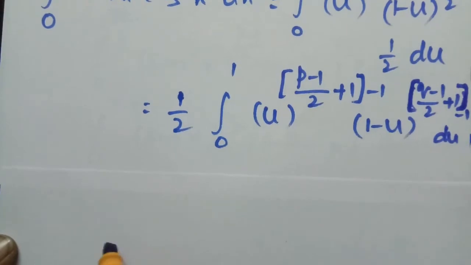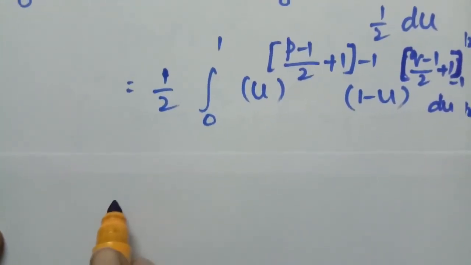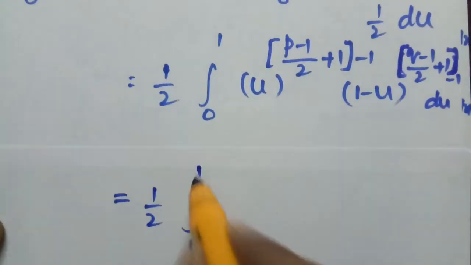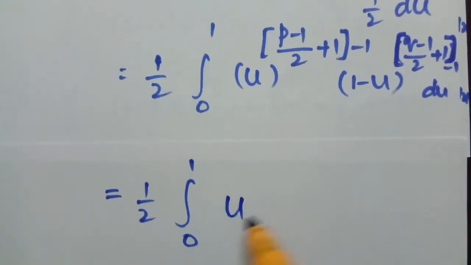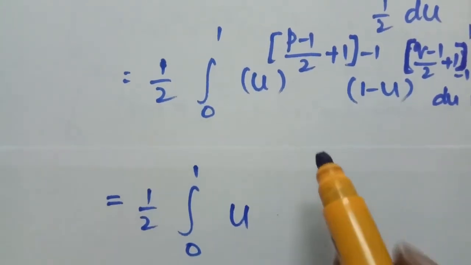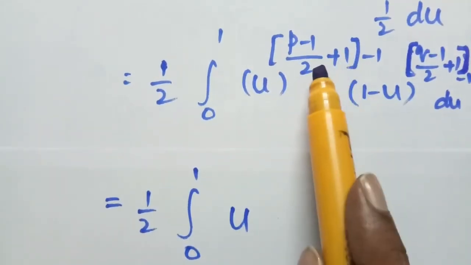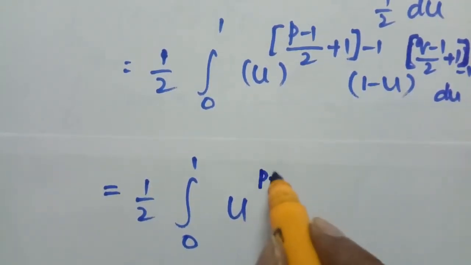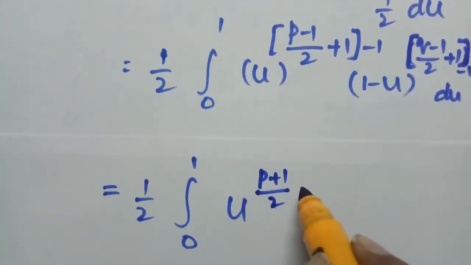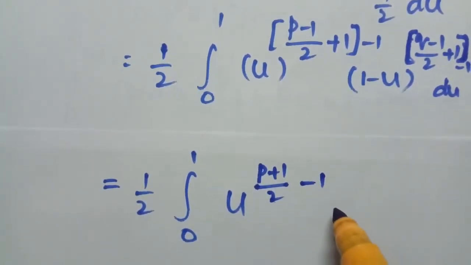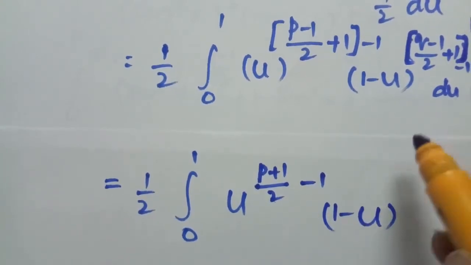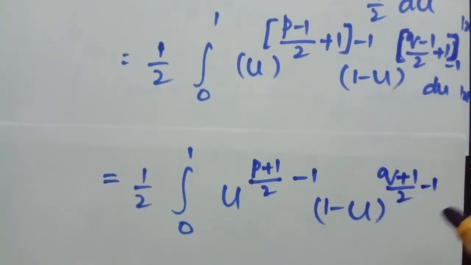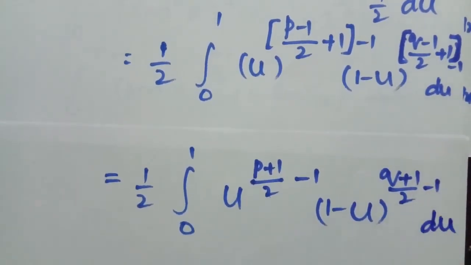That is equal to 1 by 2 times integral 0 to 1 u to the power of p minus 1 plus 2 by 2, that is, p plus 1 by 2 minus 1, and 1 minus u whole to the power of the same, instead of p we get q plus 1 by 2 minus 1, into du.